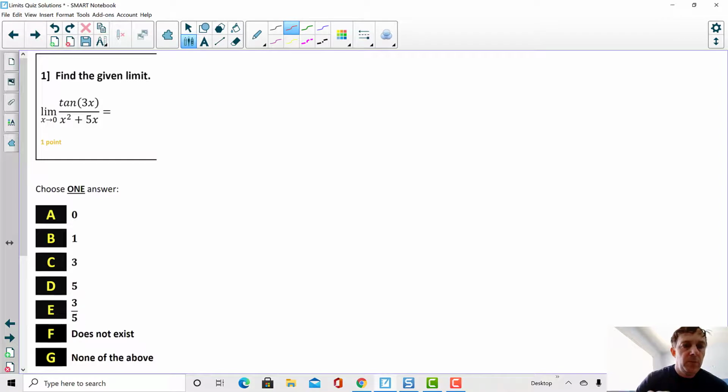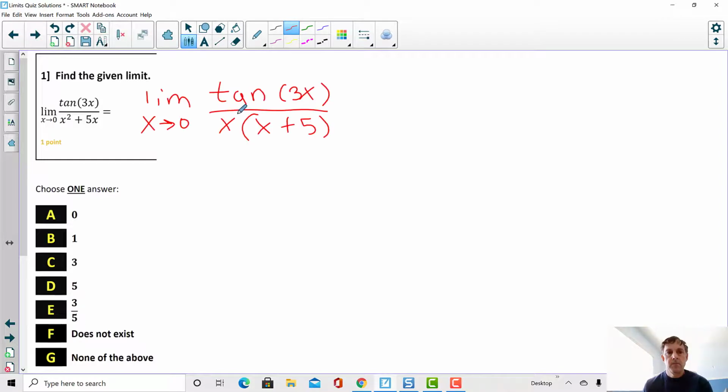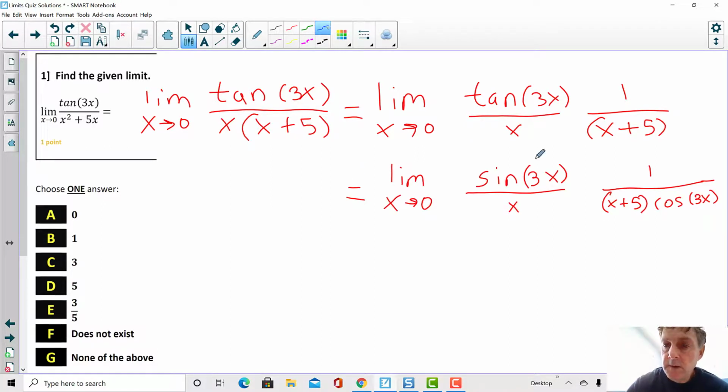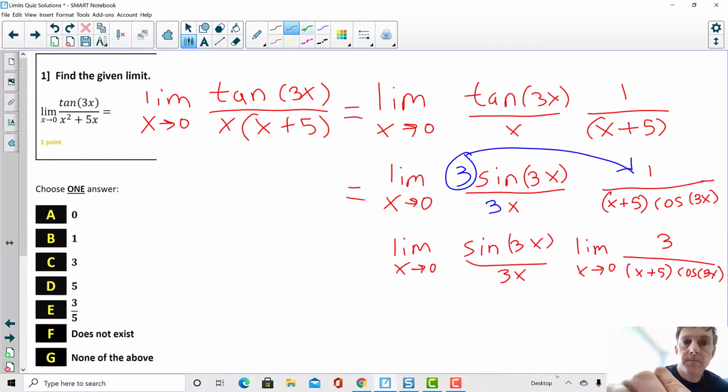Okay, for example 1, we're going to factor the bottom, and we're going to break up the fraction. We can also rewrite tangent as sine over cosine. Now, in order to use our rule for our special limit, we're going to need a 3 right here. So we're going to also have to put a 3 up here. We can move this 3 to the other fraction if we want to.